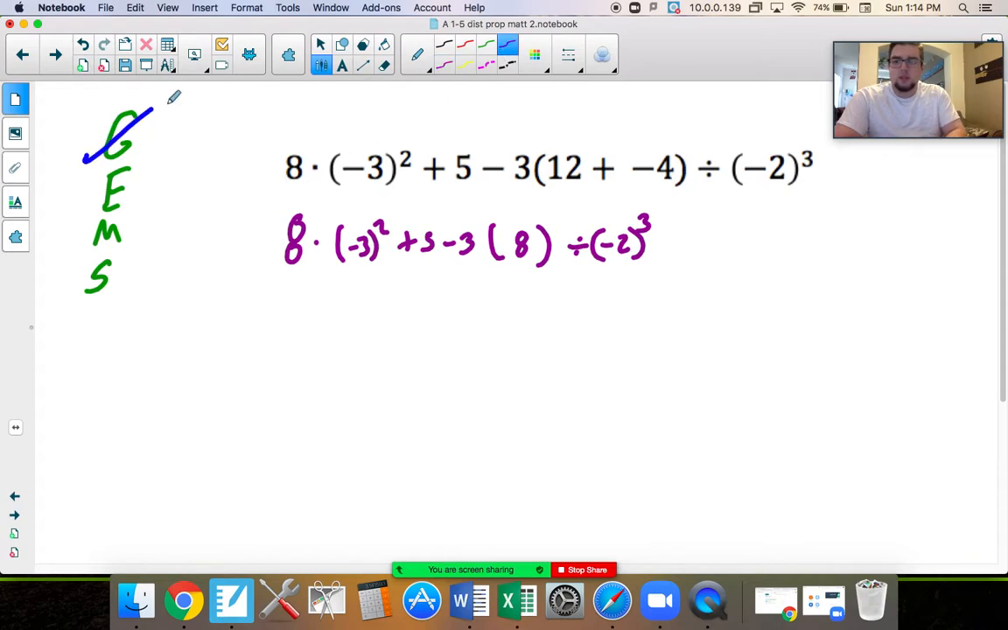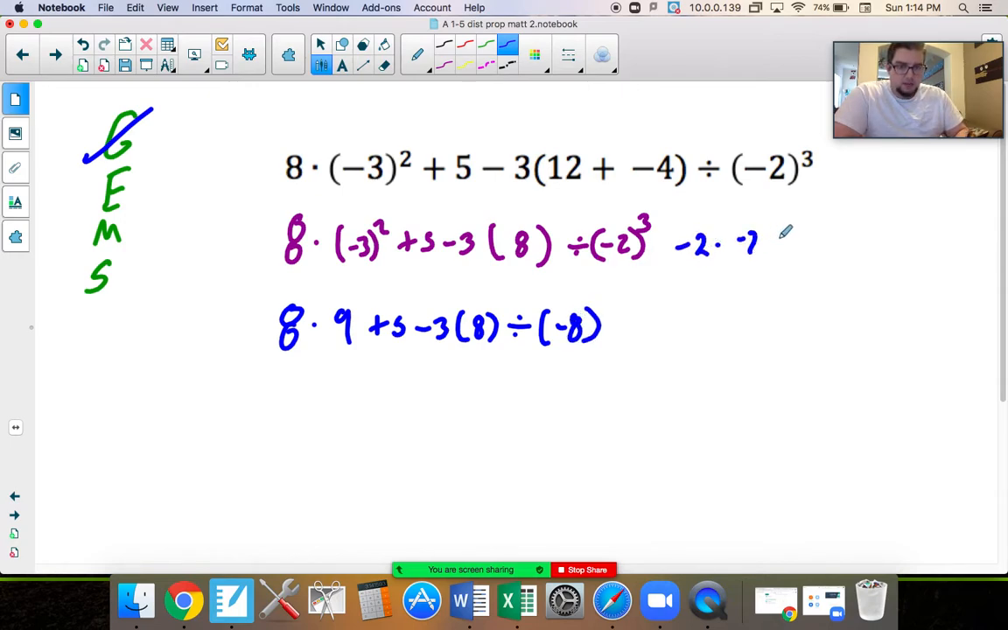Gotten rid of our grouping symbols. Onto the exponents. So negative 3 squared is positive 9. Everything else stays exactly as it is. Negative 2 cubed is negative 8, because that's negative 2 times negative 2 times negative 2. 2 times 2 times 2 is 8, and then negative, positive, negative, so that's why it stays a negative 8.